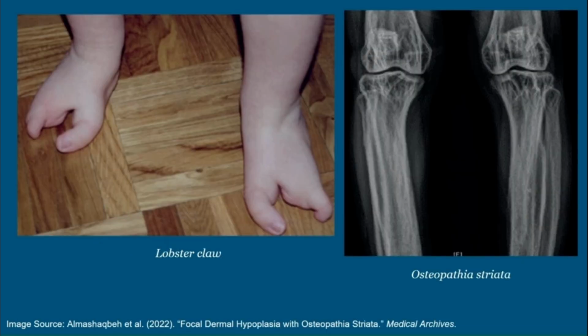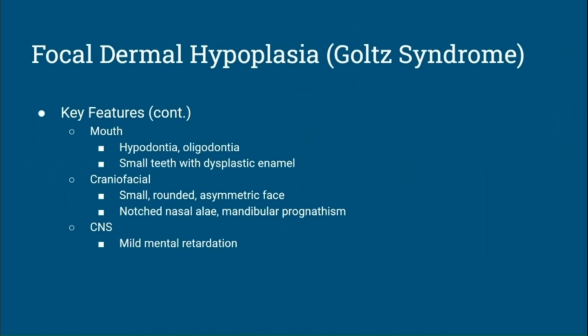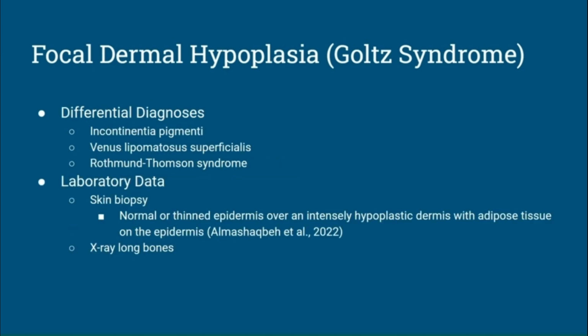Here's a great example of the lobster claw. Here's a great example of osteopathia striata. You could see hypodontia, oligodontia, small teeth, or dysplastic enamel. You can see small rounded asymmetric facies, notched nasal alae, mandibular prognathism, or mild mental slowing.